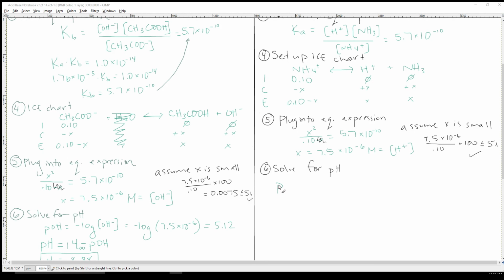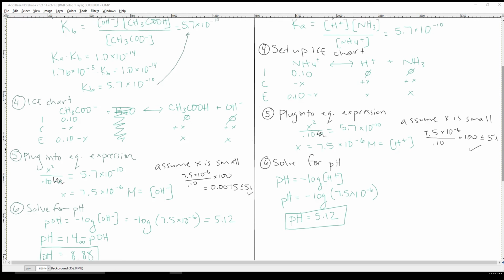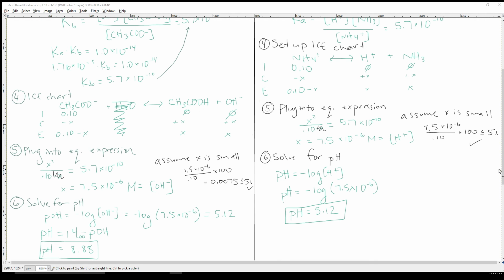So now that I have that, I can solve for my pH. And I know that pH is equal to the what? Negative log of the concentration of the hydrogen ions. You are given basically all of these equations, so life is good. 7.5 times 10 to the negative 6. So the pH in this situation is equal to 5.12, which is pretty mild. Not that far away from 7, just like last time, 8.88, not that far away from 7. So there you go. That is how you deal with salts.